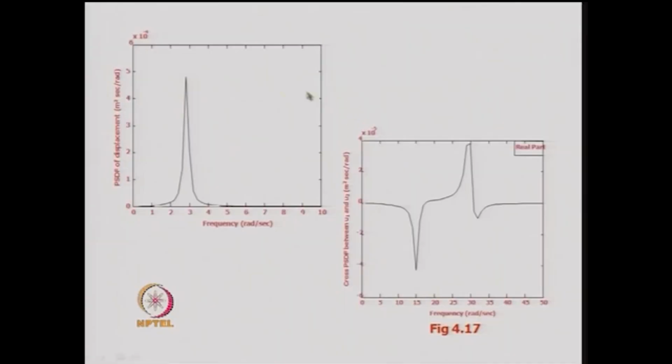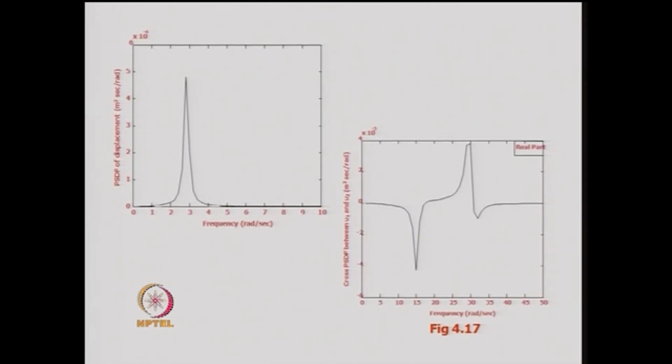For the previous problem, this is the power spectral density function of the response of the top displacement, and this is the cross power spectral density function between the top displacement and the first floor displacement. The real part of this cross power spectral density function is shown. Similarly, we have an imaginary part for this cross power spectral density function.